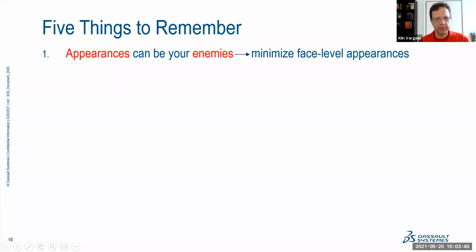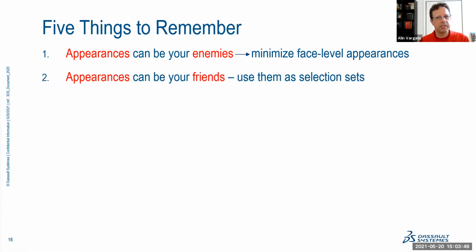You don't need too much training for this. Just remember, performance evaluation: find the parts with many appearances, get rid of them. Second, appearances can be your friends, right? So use them as selection sets, not just for suppression and deletion. You can use them for a lot of other reasons, like all the components that are red or all the bodies that are red mean something, and the ones that are blue mean something else.